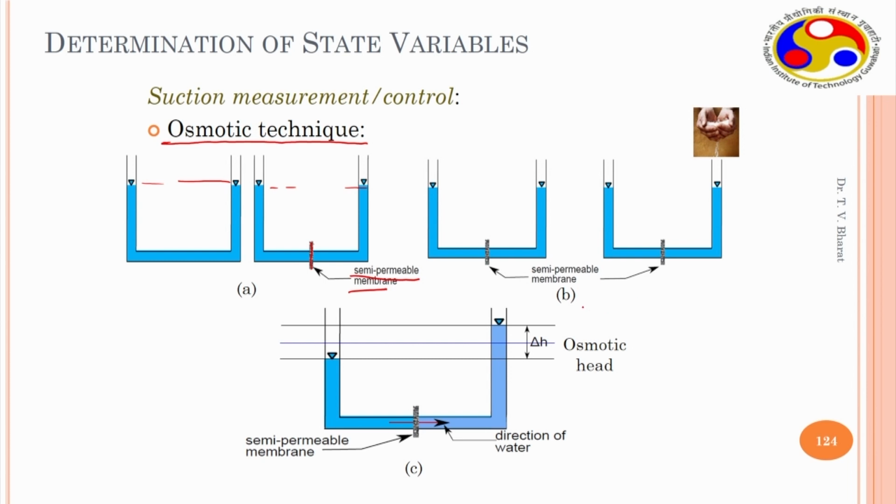In the second case, I have the semi-permeable membrane, but I have added some salts, or some solute, on the right hand side. As the solute cannot pass through the semi-permeable membrane, there is a higher concentration of solute on the right hand side, and the solute concentration is 0 on the left hand side.